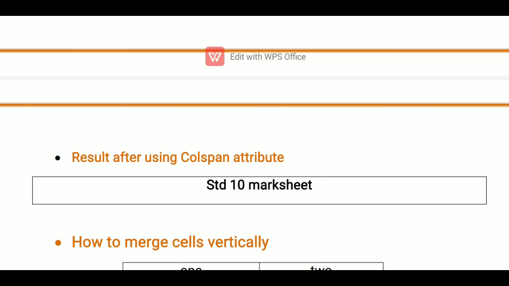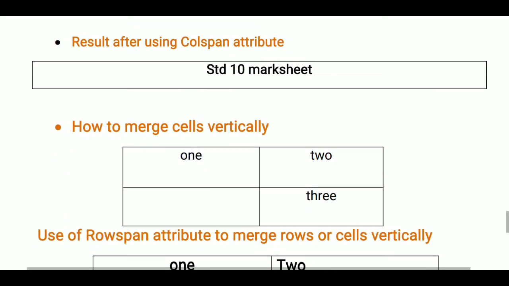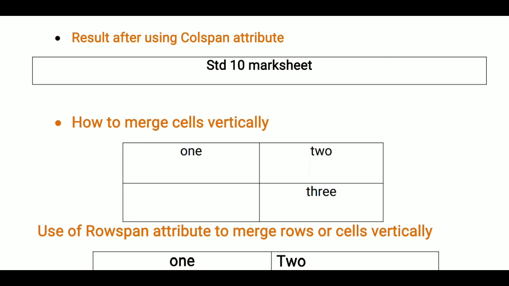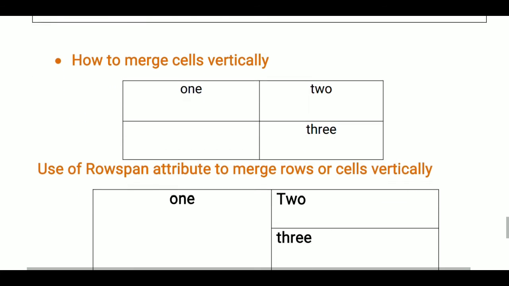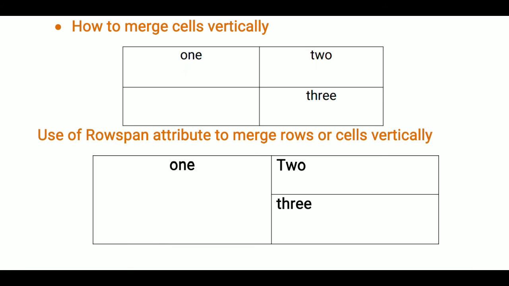So this is about the use of colspan. Now, how to merge cells vertically? Before that, just see this example. Here you can see 1, 2 and 3 are written, and this empty cell is the extra cell. I want to merge that cell vertically, meaning in one bigger box. Like this you can see here. So I want only 1 in the bigger box, and then 2 and 3 in separate boxes. So how to merge cells vertically, that we will see now.